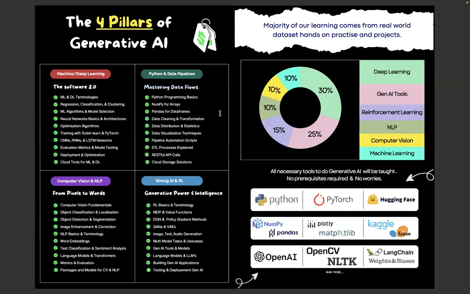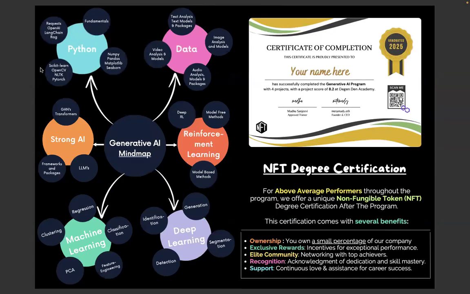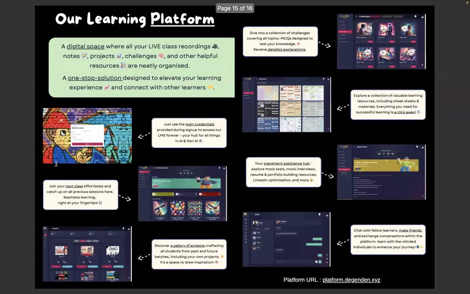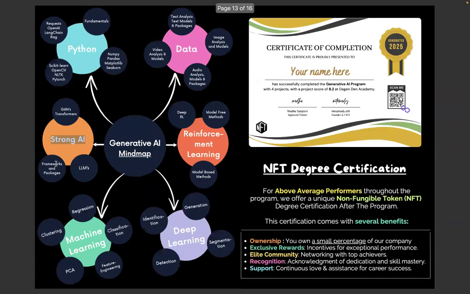So, yeah, I think this is the mind map. I would say that to learn generative AI, this is a good mind map. You should have a good idea about data and Python, then machine learning, then deep learning, then reinforcement learning, then strong AI, GANs, transformers, LLMs, frameworks like that. Yeah, this is not required, I think.